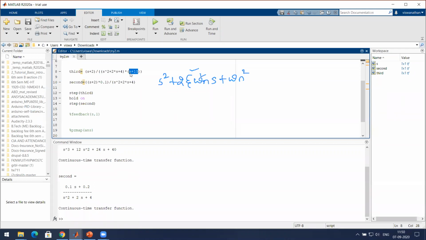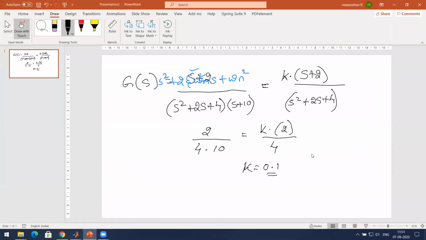That's the idea. Now, if you have to remove this s plus 10, you have to multiply by some gain. You just can't remove s plus 10 and say, okay, I've got a second order system. You need to multiply with some k value, as we did here, to make this approximately equal to the original. I don't say exactly equal.